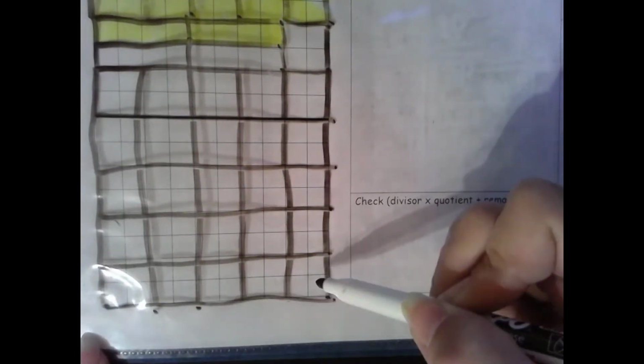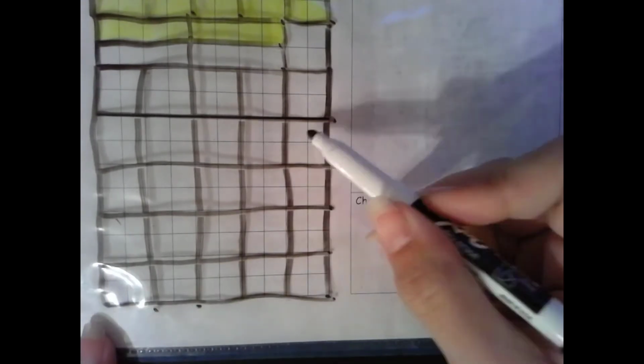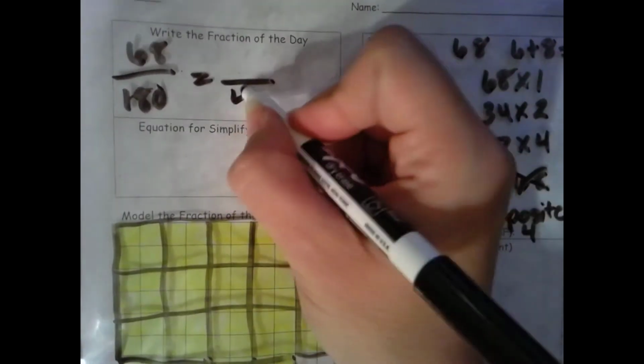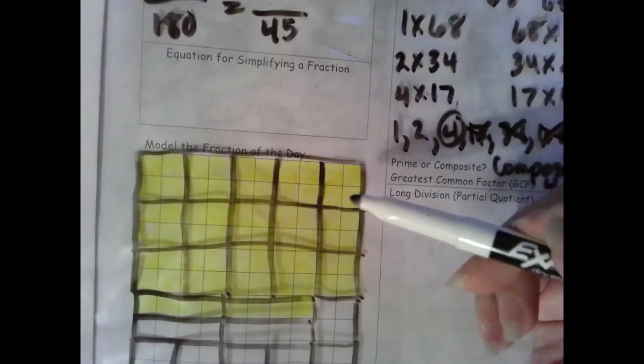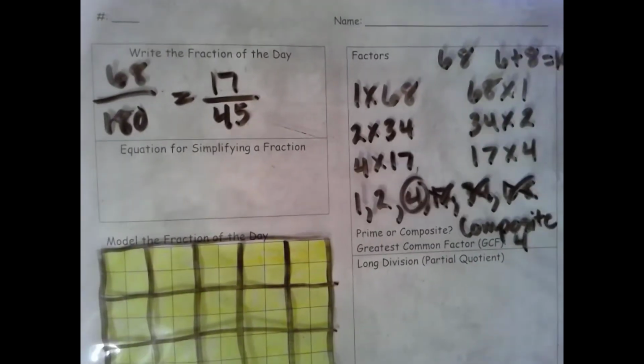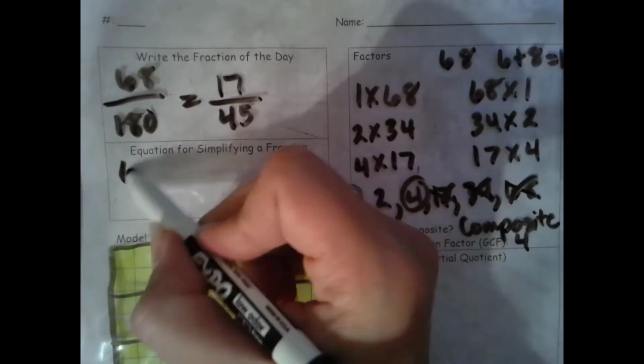Since each of my rows have 5 in it, I can count by 5s. 5, 10, 15, 20, 25, 26, 27, 28, 29, 30, 35, 40, 45. 45 groups of 4, and I have 5, 10, 15, 16, 17 shaded in. 17 times 4. All right, we've done our division with our model.